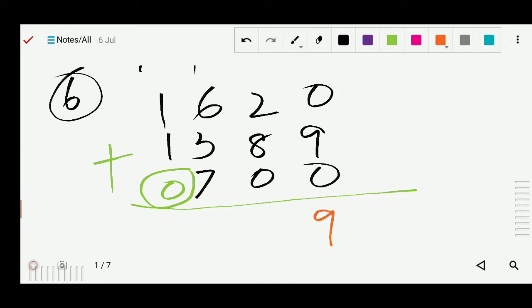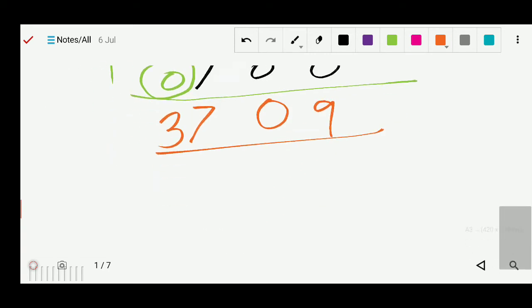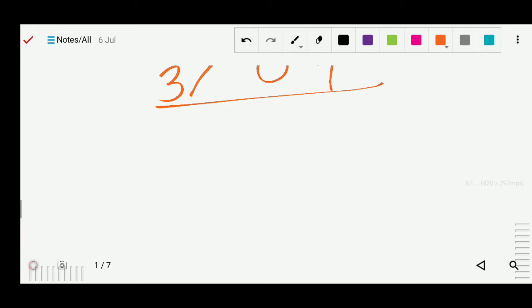8 plus 2, 10, so write 0, carry 1 here. 6 plus 3, 9, plus 1, 10, plus 7, 17, carry 1. 1 plus 1 is 2, plus carry 1, so it is 3. Got it? Okay, one more question we will solve. We will solve question number 14 from the same exercise.